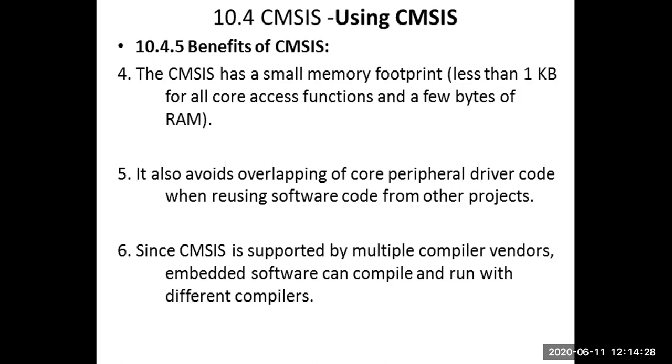This we saw earlier also. The compiler command is common: CC for C programming compiling, or AC for assembly programming compiling. Okay, thus by using CMSIS we can execute and run our program on different compilers, or we can run the same program on different companies' compilers.